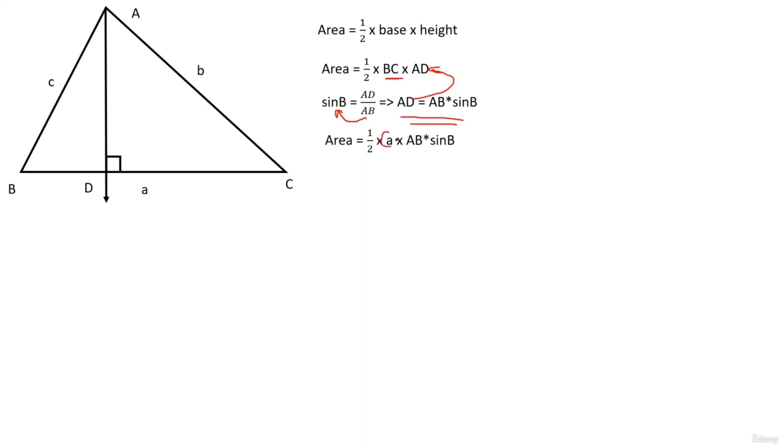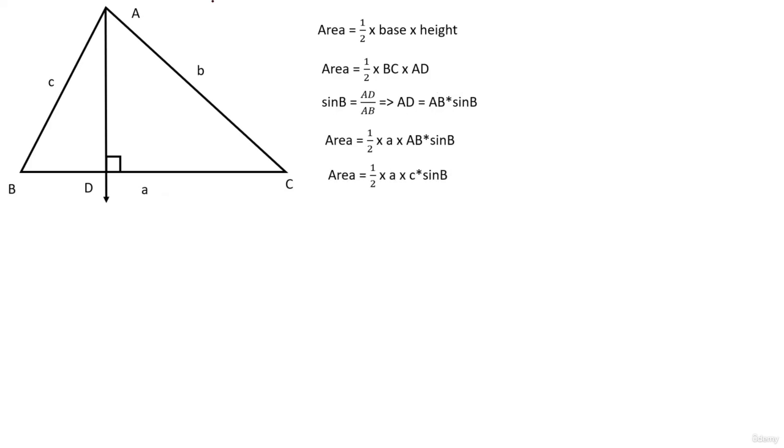BC को हमने replace कर दिया small a से. That's the value of BC here, right? Small a. Okay. And now we substitute AD के जगह पे AB sine B. Also, guys, AB अब क्या हो जाएगा? AB का value is equal to c here, right? In this case, so we substitute AB as c, we will have the area as half a c sine B.